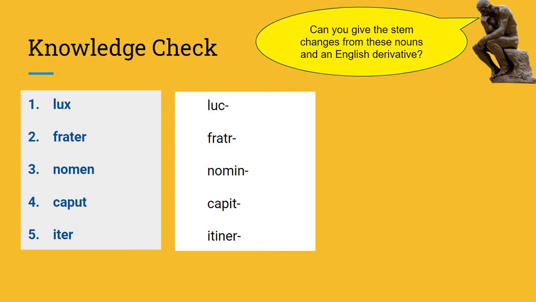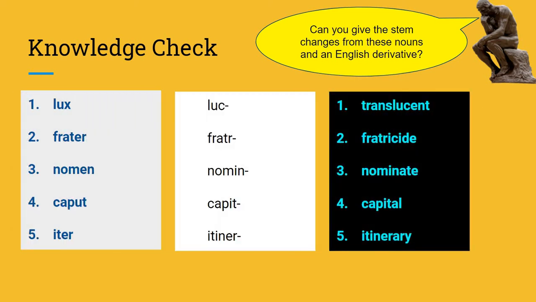And our derivatives. From lux, we get translucent, so something that will allow light to pass through. From frater, we get fratricide, meaning the murder of a brother. From nomen, nomin, we get to nominate, so to put your name forward for something. From caput, capit, we get capital, so the head city of a country. And from iter, journey, we get itinerary, so a schedule of places that a person is going to visit. Well done if you managed to get those right.